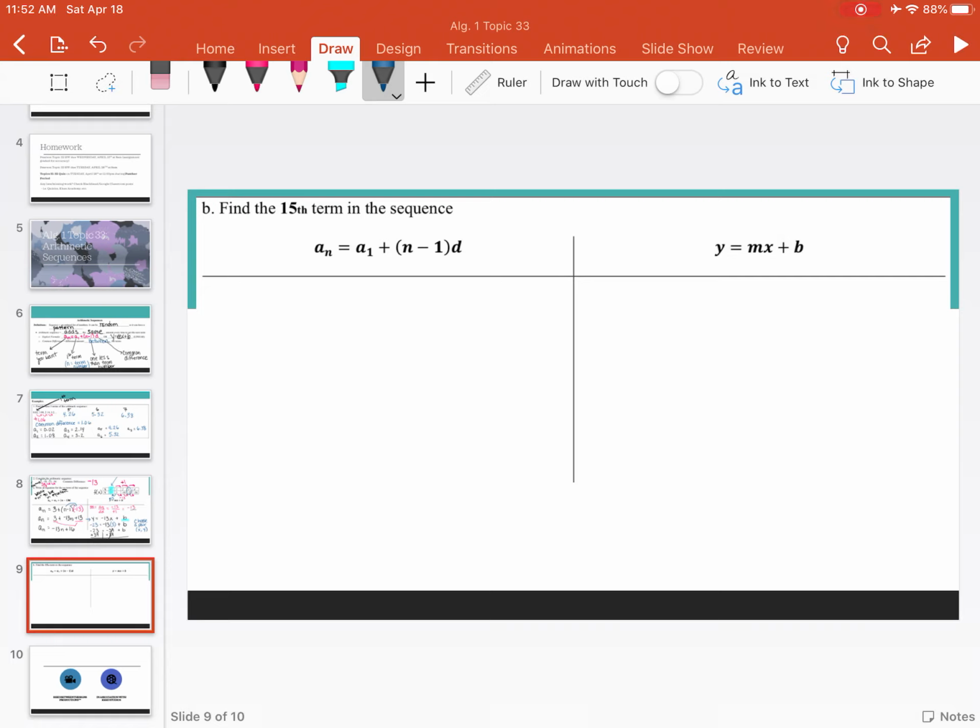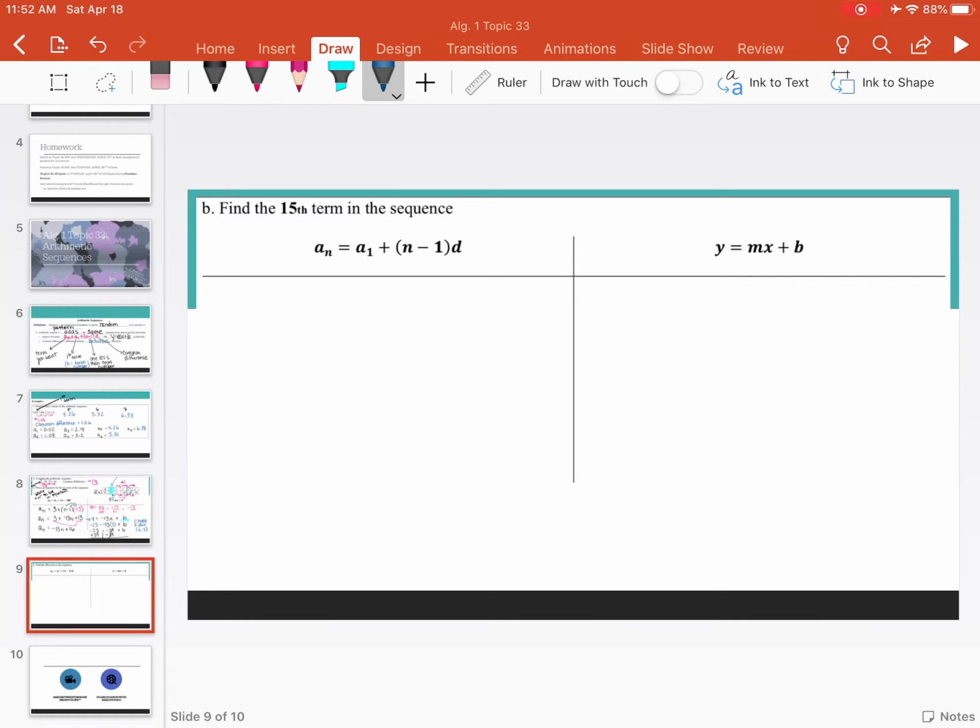Moving on to part B, what if I want to find a specific term in a sequence, but I don't want to have to keep subtracting 13, subtracting 13, subtracting 13? That can get a little bit repetitive and annoying. And what if I was asked, what is the 300th term in the sequence? Thank you, next. I do not want to keep subtracting 13. I need something better to do with my life.